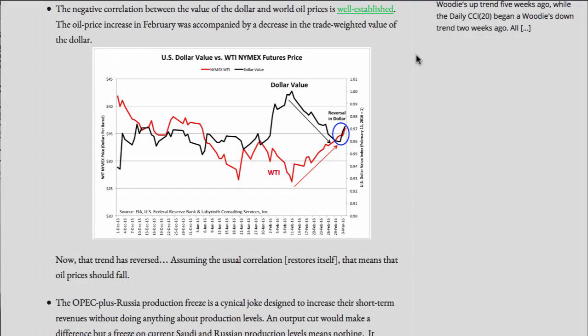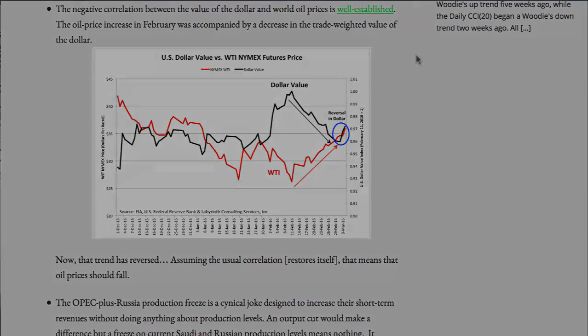The negative correlation between the value of the dollar and world oil prices is well established. The oil price increase in February was accompanied by a decrease in the trade-weighted value of the dollar. Now that trend has reversed. Assuming the usual correlation restores itself, that means that oil prices should fall.